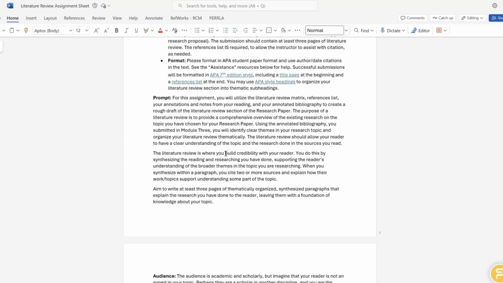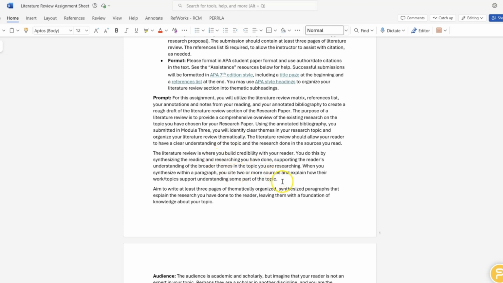The major goal of the literature review is to identify themes or trends in your research topic and to organize them thematically. So in other words, it's not like the annotated bibliography where you are just summarizing every single article you found. Instead, you're saying, I have read articles A, B, and C, and they all relate to this theme that is important or significant to my topic. So it's very, very thematic. But it still does give your reader a chance to understand the topic a little better and what research is being done.